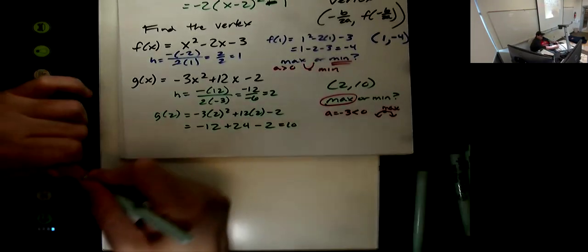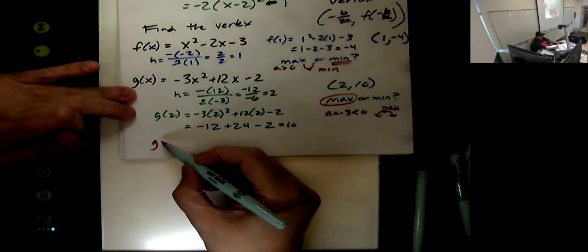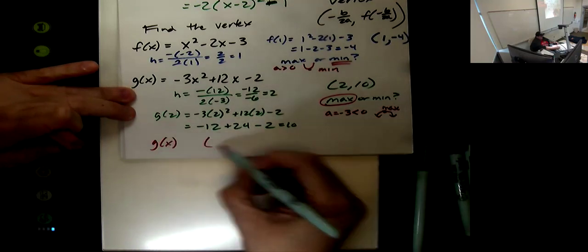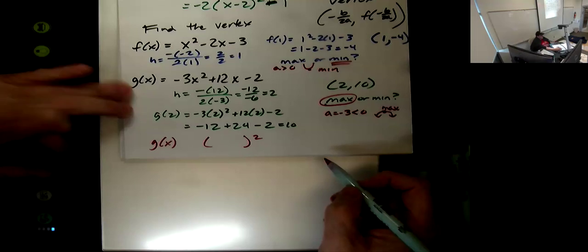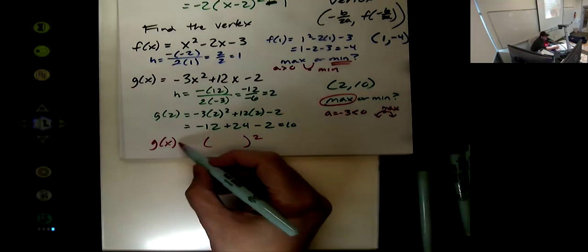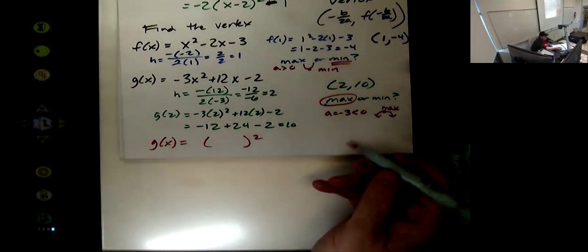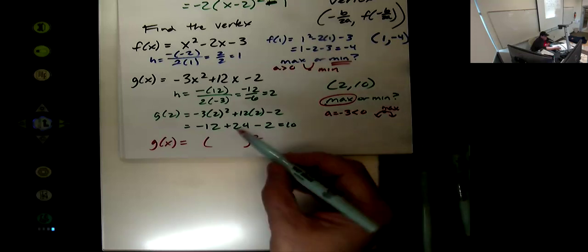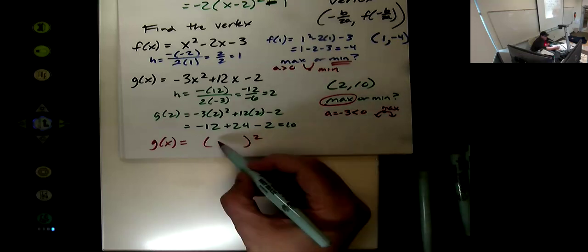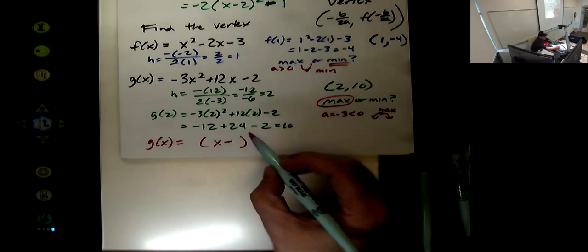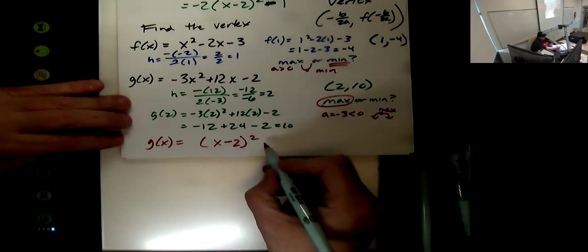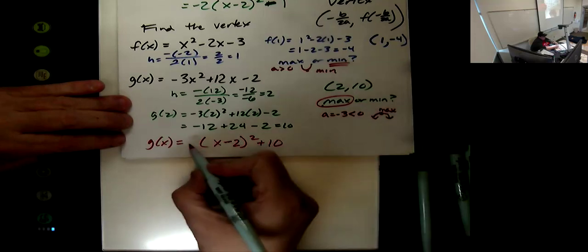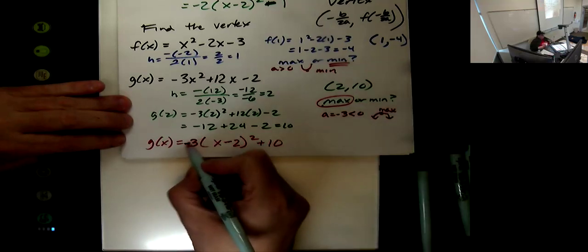How would I write this in HK form? It wouldn't be... X minus 2. H was 2, so we'll have X minus 2. What else? Plus 10. Oh, you need the -3 in front of that. And I need the -3 in front of that. Yep, and that would be it.